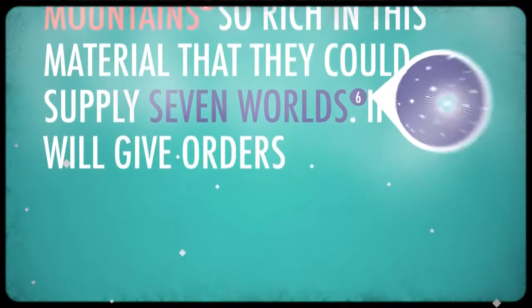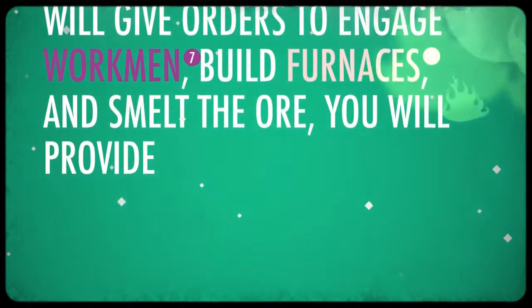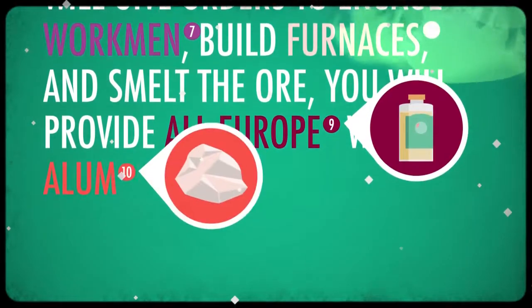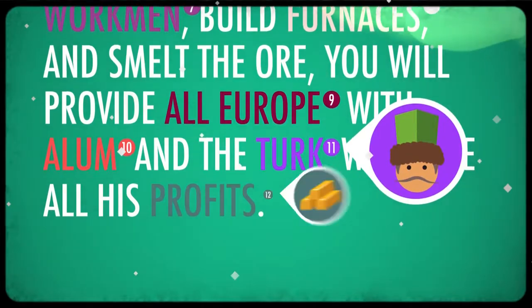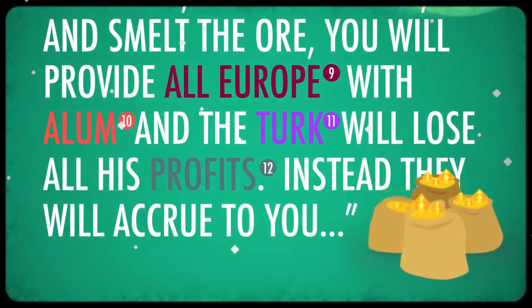If you will give orders to engage workmen, build furnaces, and smelt the ore, you will provide all Europe with alum, and the Turk will lose all his profits. Instead, they will accrue to you." So the Pope was like, heck yeah!